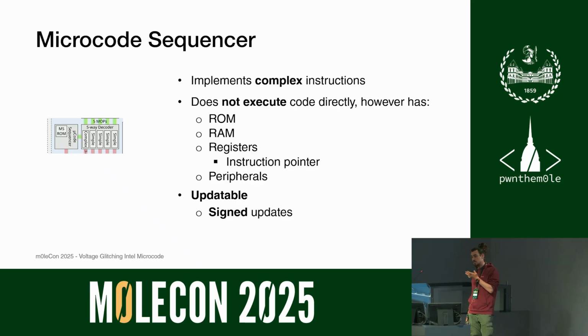Some registers are exclusive to the microcode sequencer, but of course it can also access architectural registers, because it needs to read data that the user is giving the CPU, or also return the data once the execution is done. And among these registers, it has an instruction pointer, because this thing essentially can just execute loops, and it can branch or whatever. And the most important thing I would say about the microcode sequencer is that it's updatable.